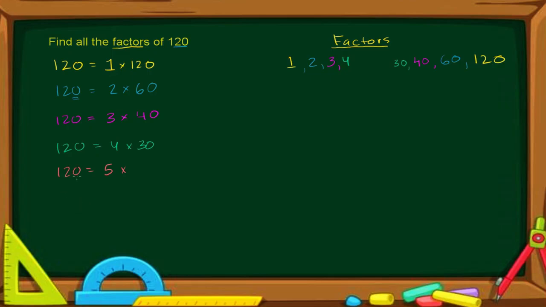Well, first of all, we could just test, is it divisible? And 120 ends with a 0. If you end with a 0 or a 5, you are divisible by 5. So 5 definitely goes into it. Let's figure out how many times.